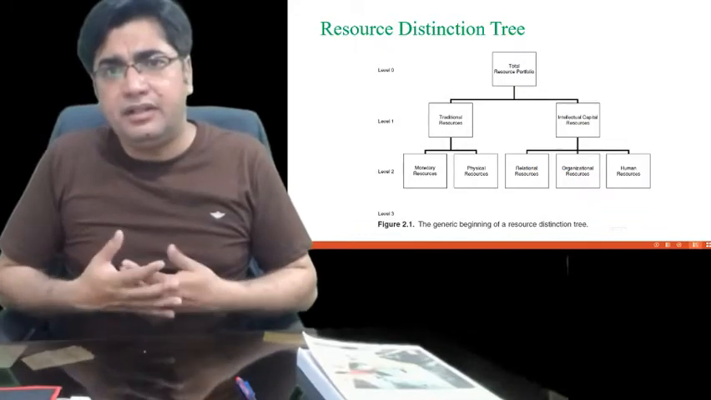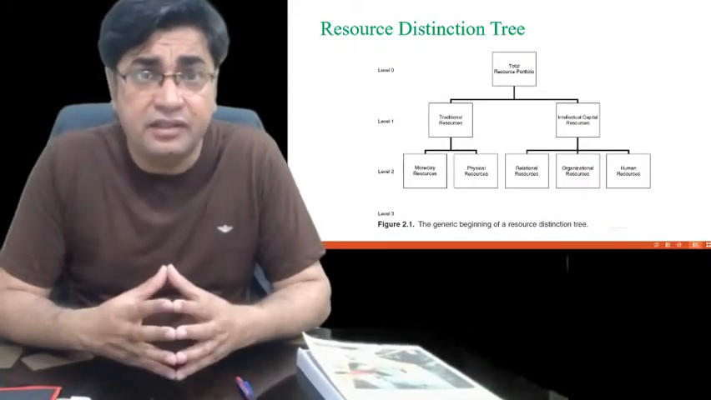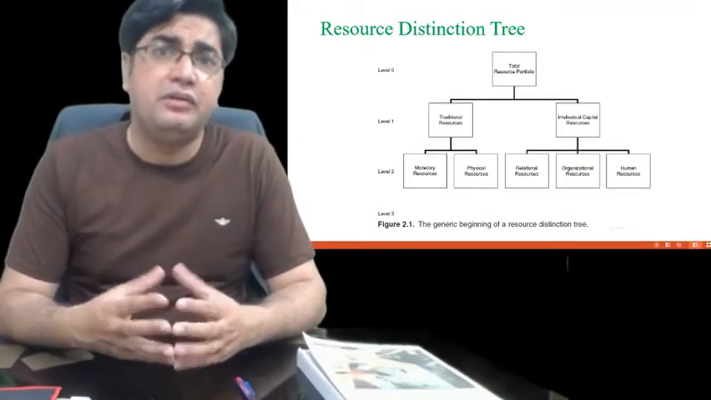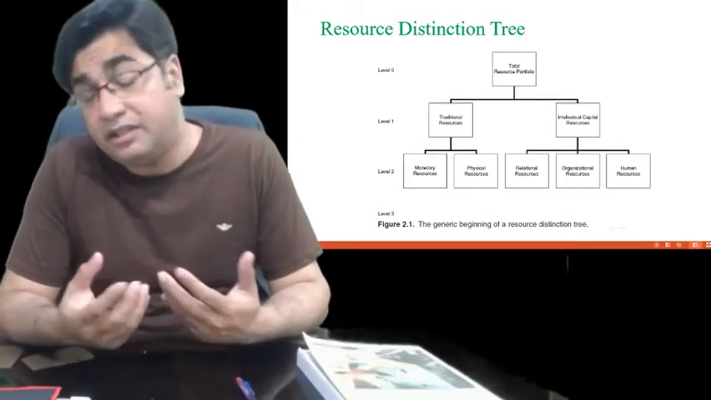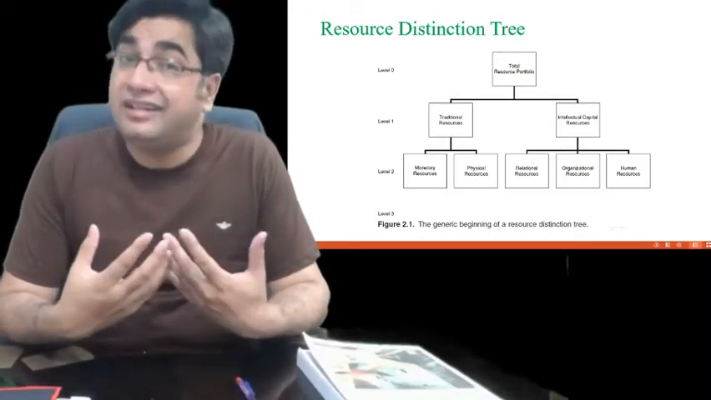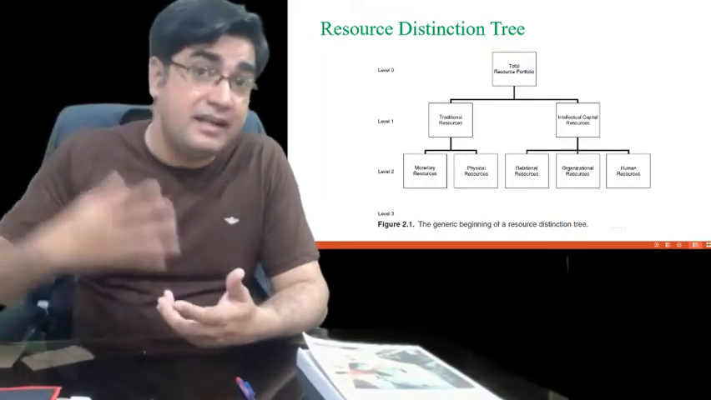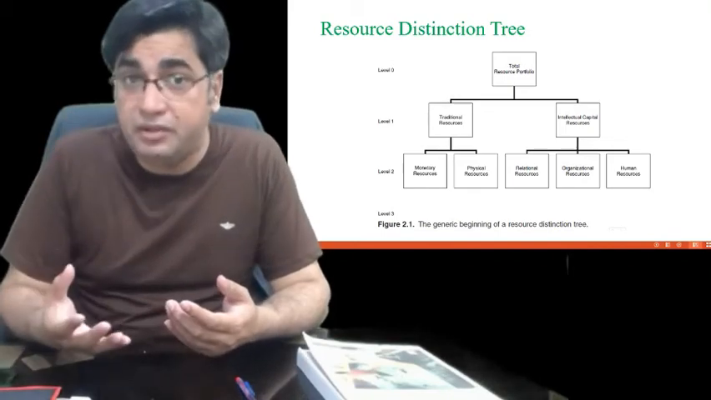So the organizations which have not documented their resources can have a brainstorming with their employees. They can even talk to their suppliers and their customers. What do you think are the resources which are unique, which we have, what are the intangible resources with which we give value?